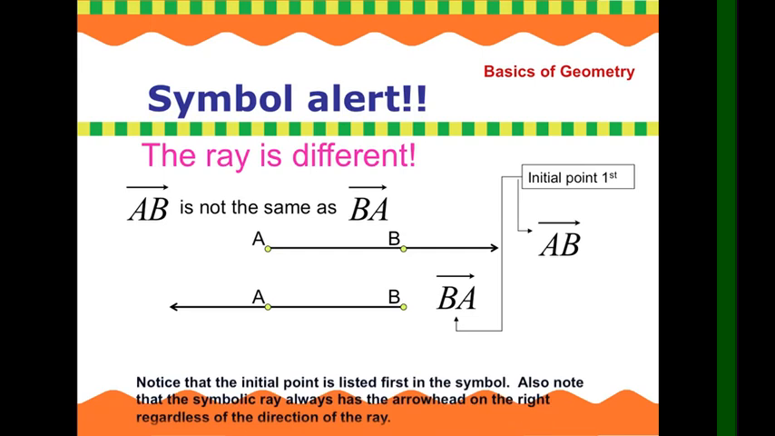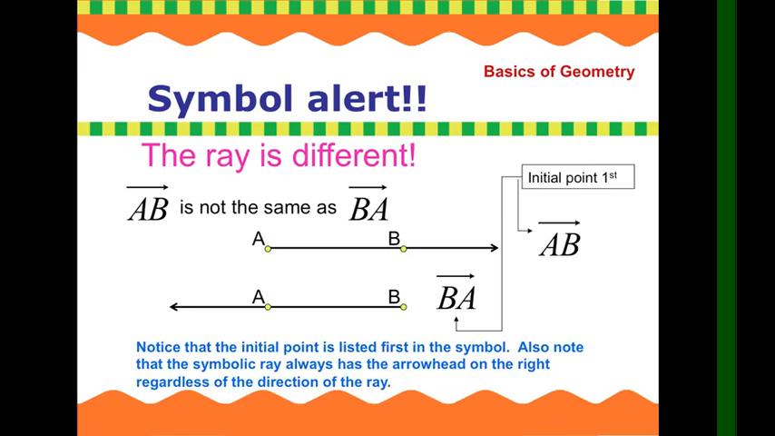So that's the initial points. Notice that the initial point is listed first in the symbol. So lagi nauna yung pinaka-initial point. Like this one, the initial is A. In here, the initial is B. Also note that the symbolic ray always has the arrowhead on the right regardless of the direction of the ray. So, kung nakita mo, dito yung ano niya, pero yung symbol pa rin niya pag ganon. Basta pag ray ang pinag-usapan, going to the right yung symbol niya.